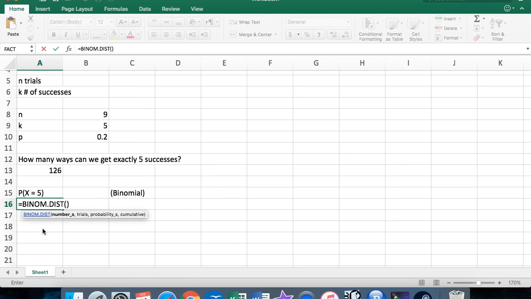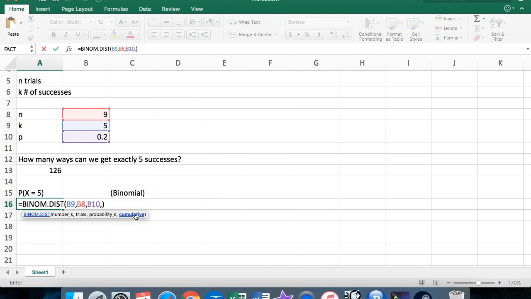BINOM.DIST. Like I said, in Excel it's very simple to find what you want. Just start typing in binom, and it pops up. You have number of successes, number of trials, probability of success, and then whether or not it's cumulative. That last part can be kind of difficult, but I'll try to explain it as best I can. First off, we need number of successes. We still want exactly 5 successes, so click on that. Our number of trials is still 9, and our probability of success is 0.2.